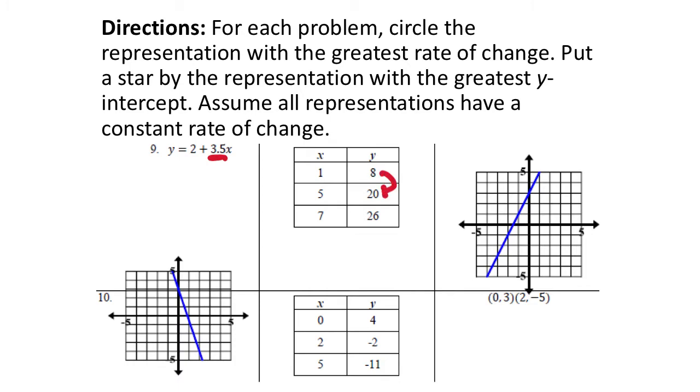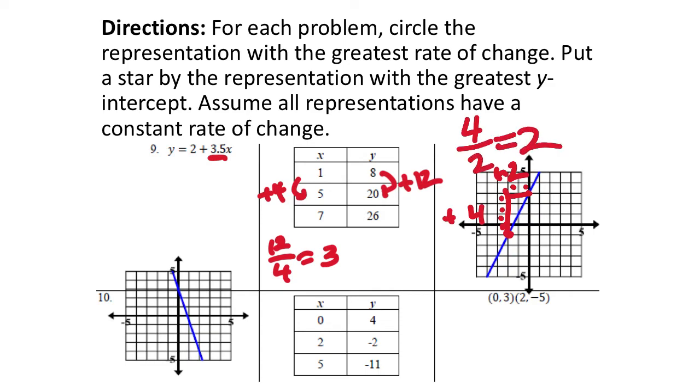In the table, it's showing that it goes up, looks like 12 to 4. And 12 to 4 would be 3, which is less than 3.5. And then in the graph, I won't use the formula for this one. I'm just going to use the rise over run. So that goes up 1, 2, 3, 4 boxes, and then to the right 2 boxes. So that's a 4 to 2 ratio, which is 2. And that's even less than the other 2. So it wants us to circle the representation with the greatest rate of change. That's the equation. And then the y-intercept on this one, it's given right here at 0.2.